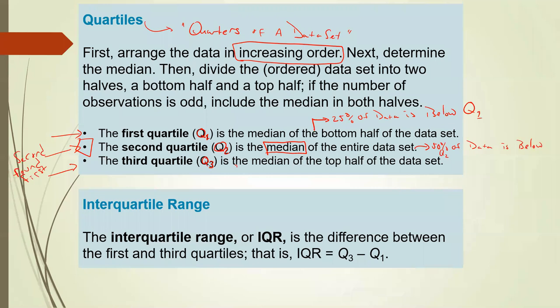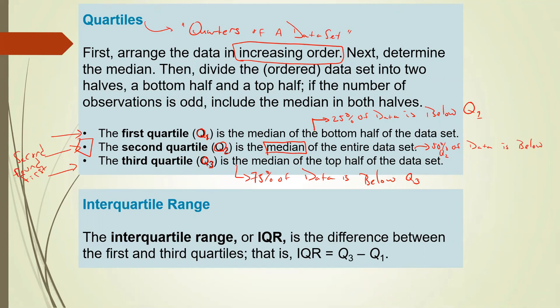Well, quartile three, if first quartile is 25% of data is below it, second quartile is 50% of data is below it. What do you guys think the third quartile is? Yep. Thank you all. Yeah. 75% of data is just below quartile three. All right. And actually, when we're going to find the third quartile by hand, it's just the median of the top half of data. That's it. That's all you have to do.